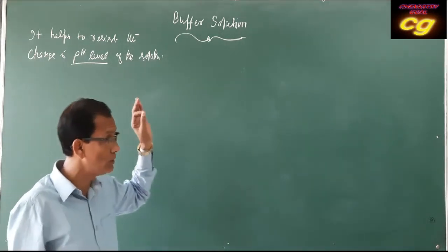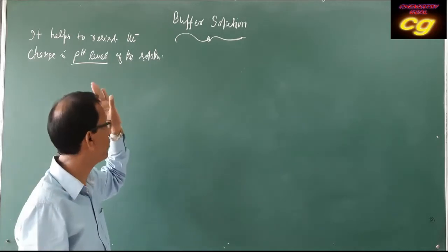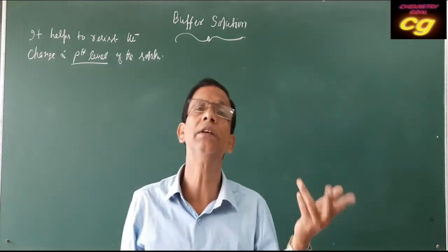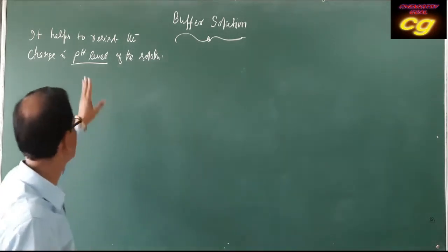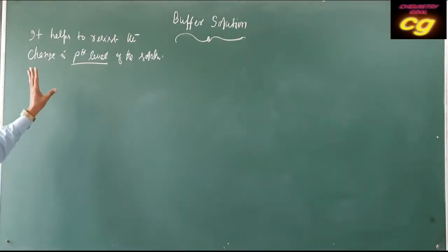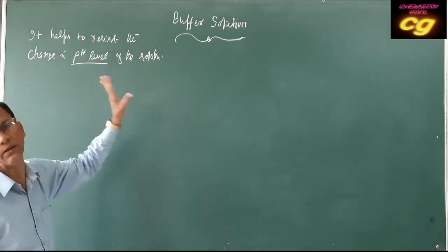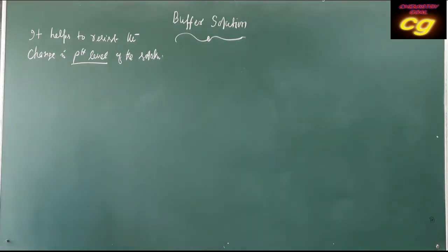If this solution is not present, then the pH level will change, maybe increase or maybe decrease. So this is a very important solution, the buffer solution, which controls the pH level of the solution. And there are mainly two types of buffer solution.